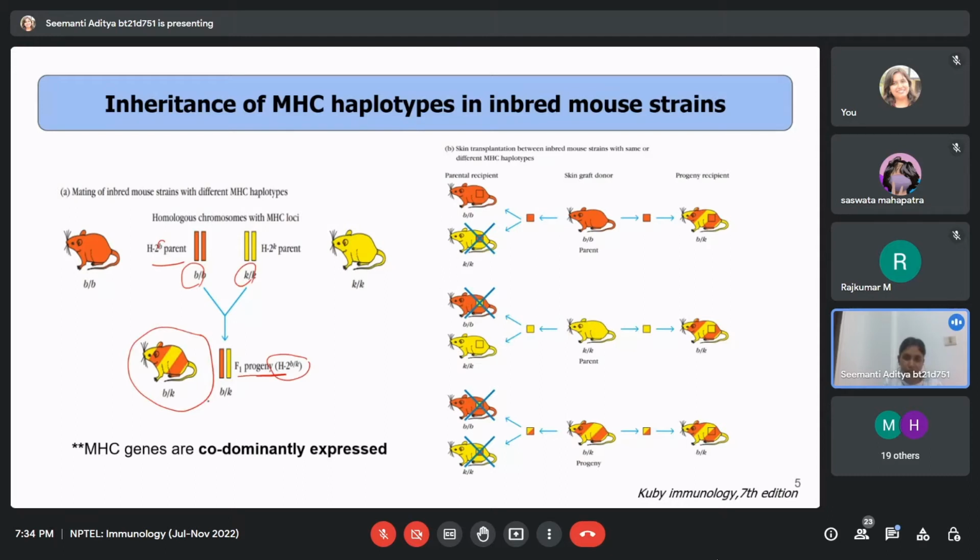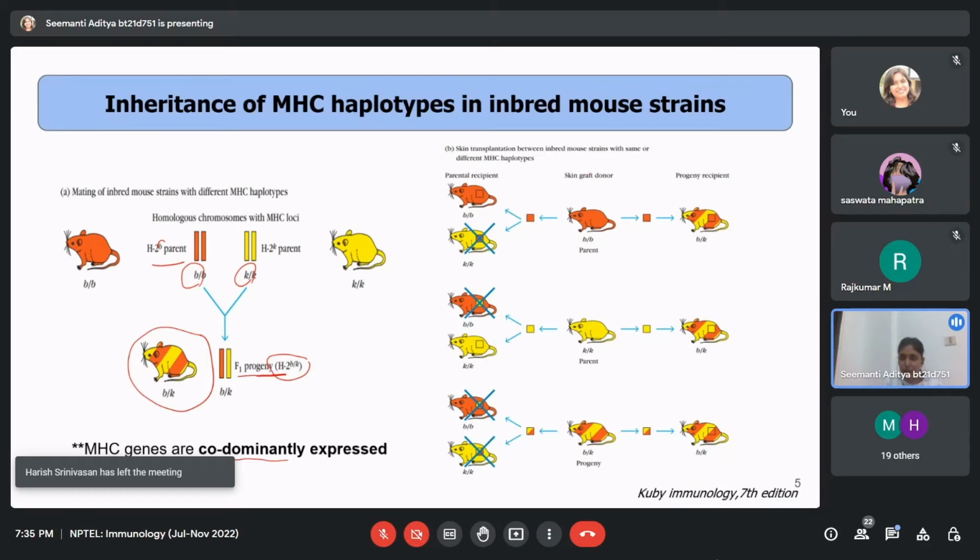And this is another property of MHC molecules: they are co-dominantly expressed. When one haplotype from the mother and one haplotype from the father come and recombine in the offspring, it is not going to be any kind of dominant or recessive trait. Both the haplotypes will be expressed in equal amounts, which is known as co-dominance, and that is why MHC genes are co-dominantly expressed. Also, this property was shown in experimentation using a skin graft donor.